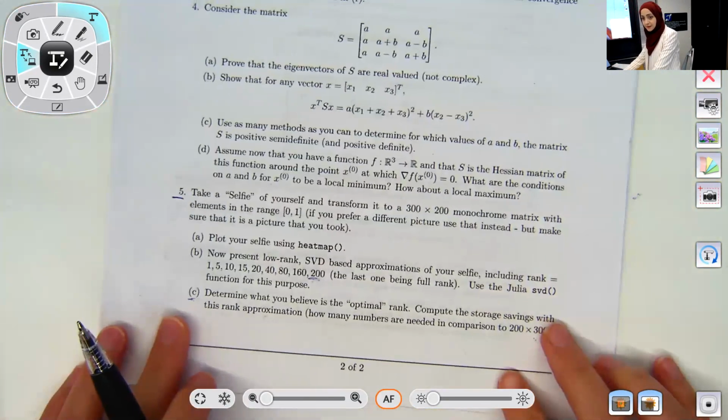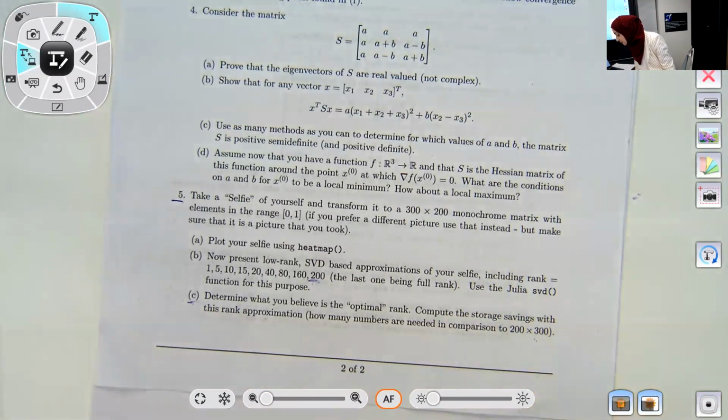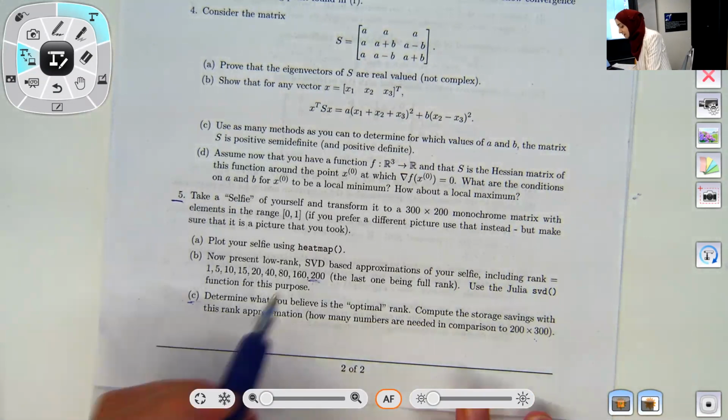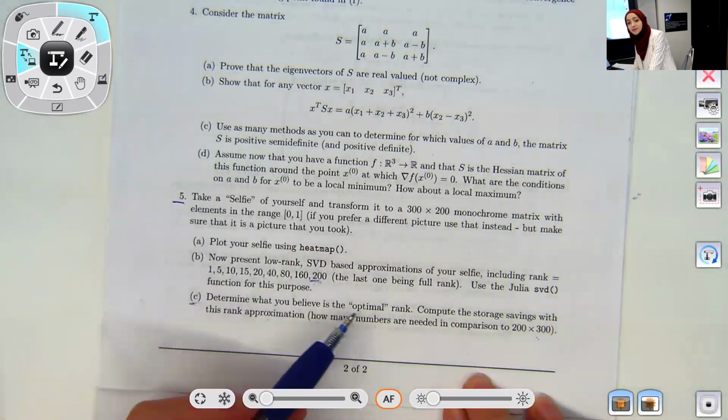In part C, they ask, determine what you believe is the optimal rank. Compute the storage saving with this rank approximation. How many numbers are needed in comparison to 200 times 300? You need to find an optimal rank. Here we try in part B different ranks. You need to find which one is the optimal rank.